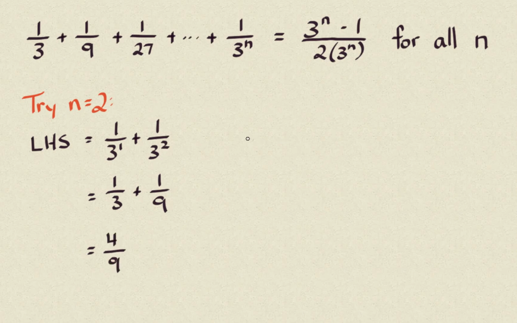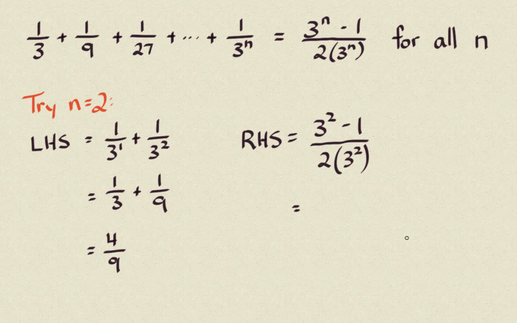The right-hand side, we want to substitute in n equals 2 into this expression. So we have 3 squared minus 1 over 2 lots of 3 squared. 3 squared is 9, and 9 minus 1 gives us 8. And on the bottom we have 2 lots of 9, since 3 squared is 9. And we can see that the 8 over 2 simplifies to give us 4. So we have 4/9. So this statement is true for n equals 2.